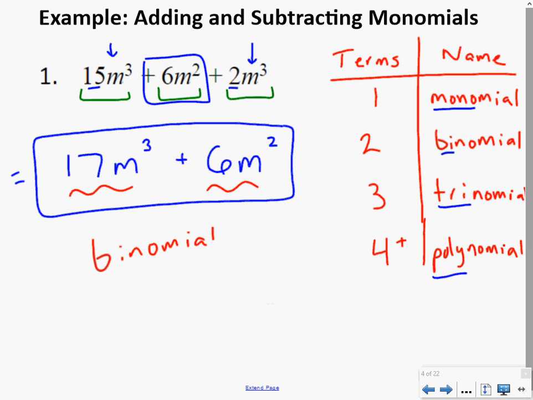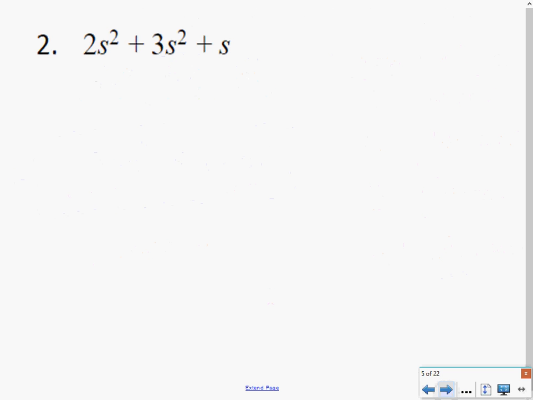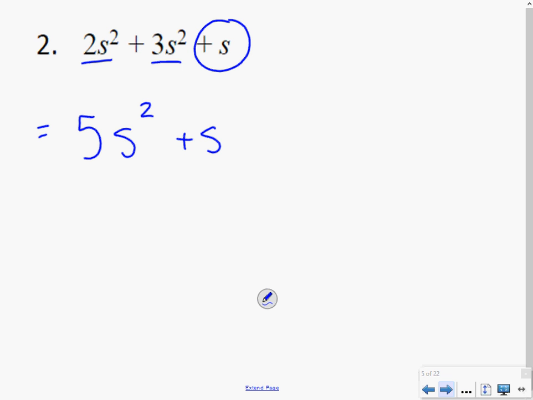Let's look at another example here. Again, we have 3 terms, and we need to figure out which ones can be combined by finding which terms have the same variables with the same exponents. Here we have a 2s squared plus a 3s squared. Those combine to make 5s squared. Remember, our variable and exponent stay the same. Then we just have this plus s left over. Remember, I can't combine s and s squared together because even though they're the same variable, they have different exponents. So again, we're left with two terms. This would be a binomial.